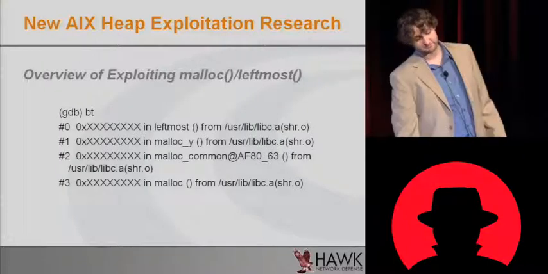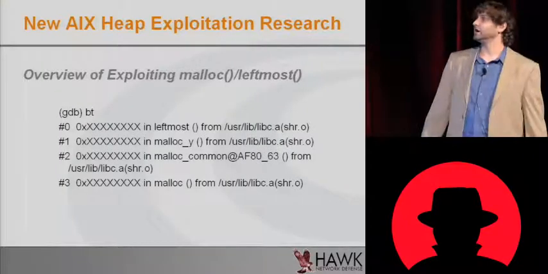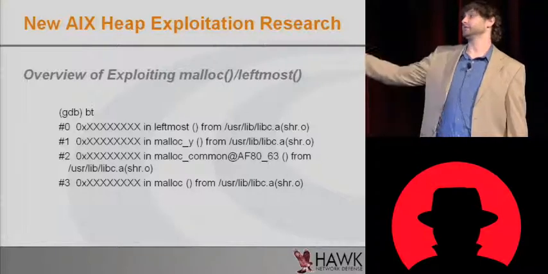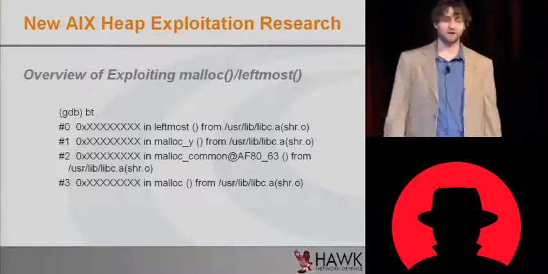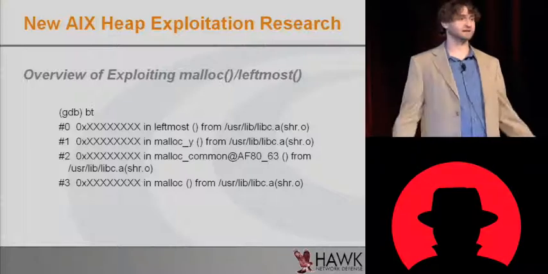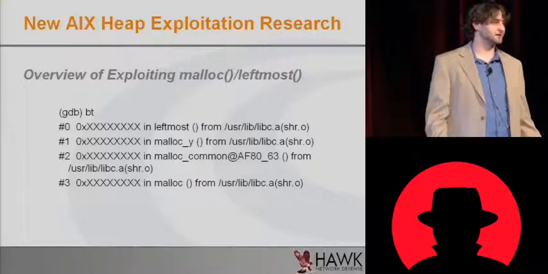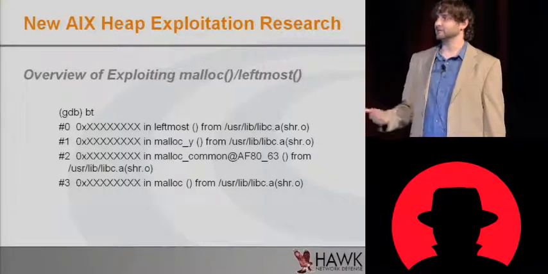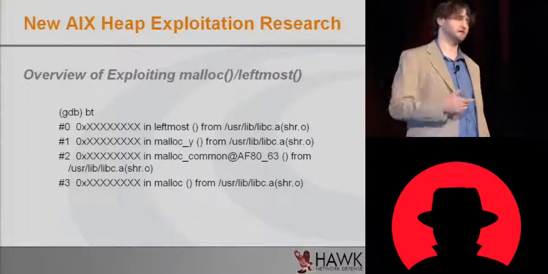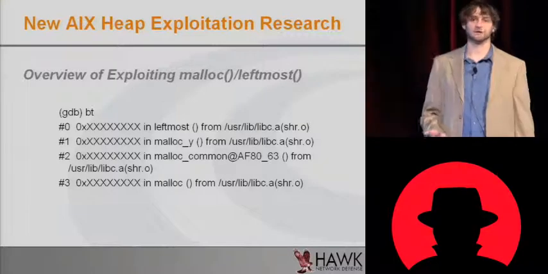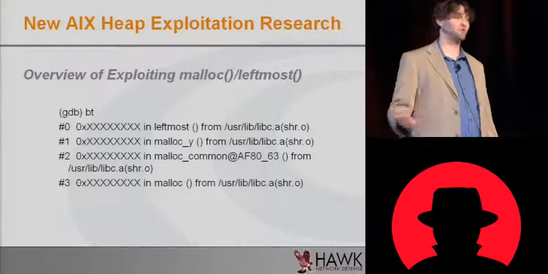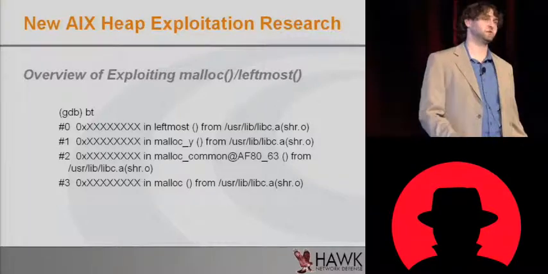So here's a stack trace. GDB, yay. You'll see that malloc is called. Let me back up. You'll see the shr.o. Apparently it's shr.c, if I had to guess, that controls the heap algorithm. So when malloc's called, malloc actually calls another malloc, which is a generic handler. And then from there, it actually calls something called malloc y, which I don't know what it is, but I can't wait to find out.